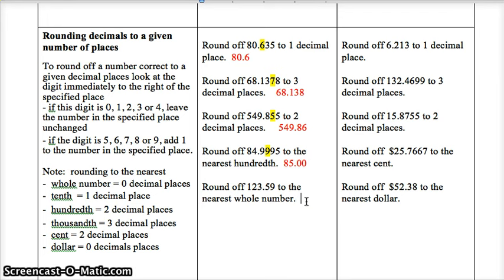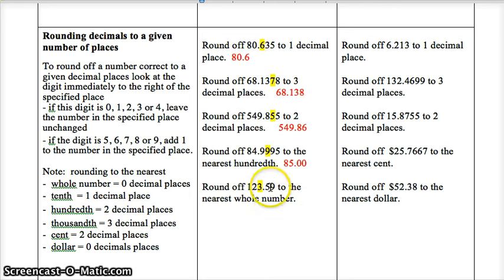Now you can also be asked to round off numbers to the nearest whole number. So if I just want to round that to the nearest whole number, I only want a whole number part in my answer. I don't want a decimal point, and I definitely don't want anything after the decimal point. So I need a whole number. So the last bit of my whole numbers here is the 3.